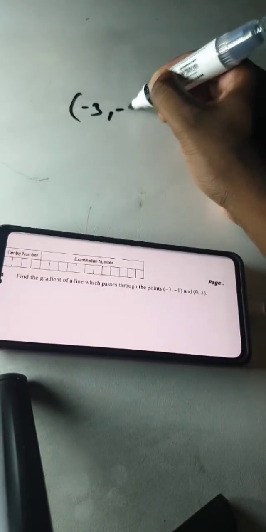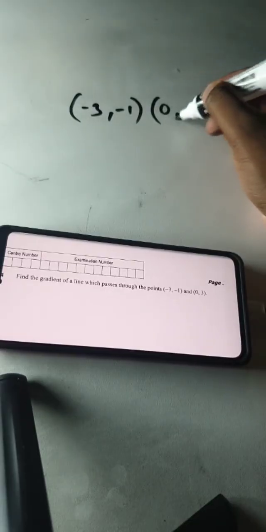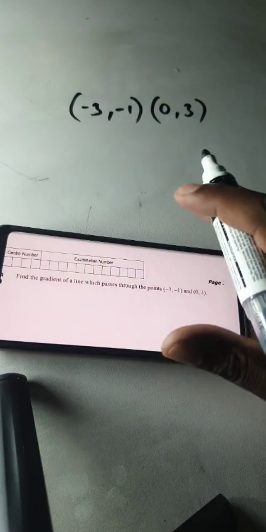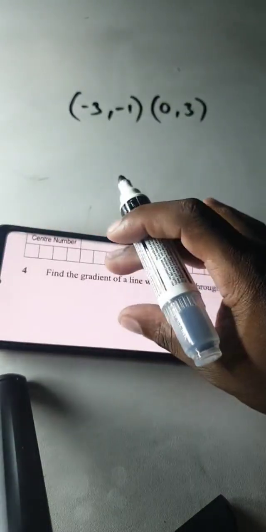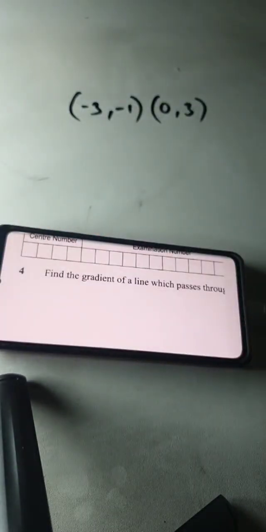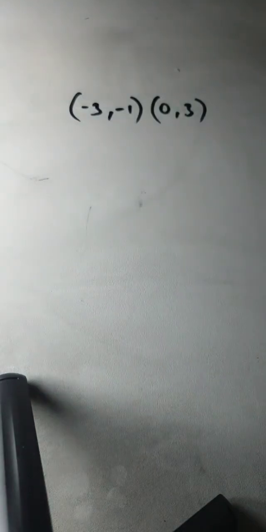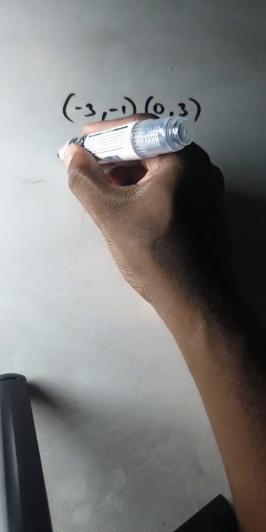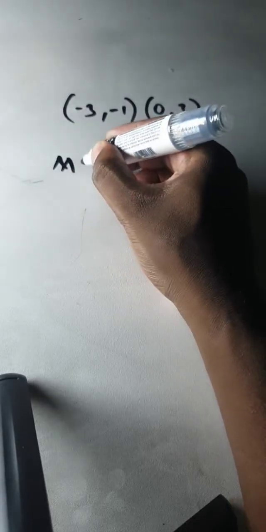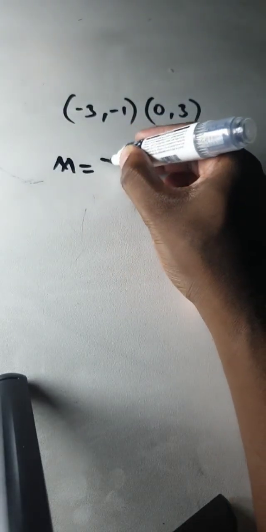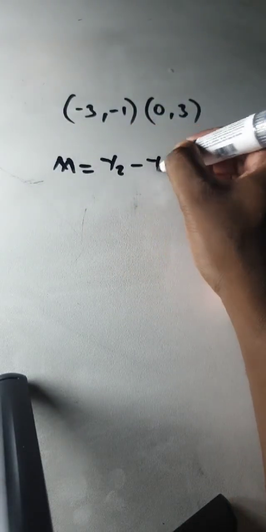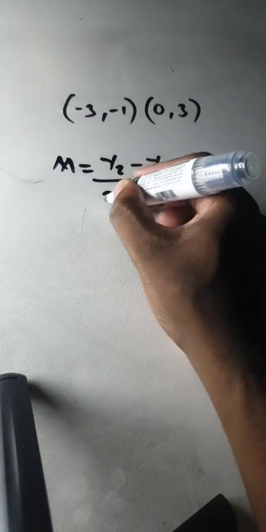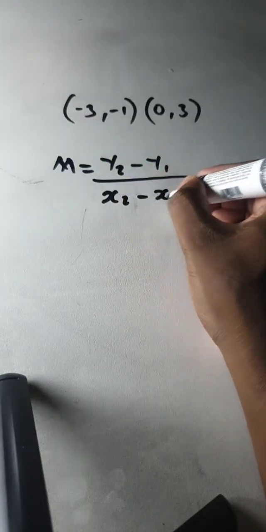-3, -1. 0, 3. So, ladies and gentlemen, the question is saying find the gradient. So we have been given 2 points, these 2 points. If you have been given 2 points, how do you find the gradient? Use the formula. Gradient M is equal to y2 minus y1 over x2 minus x1.